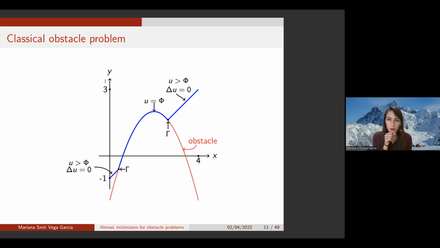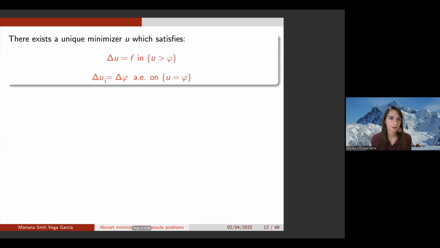With respect to our previous picture in 1D, let's remember here the blue graph is the graph of the minimizer. The obstacle is the one in red. There is a region in which they coincide. The boundary of that gives us the free boundary. And that's going to tell us that we have this dichotomy in the behavior of the minimizer u. In the region where it's strictly greater, the minimizer will be harmonic. And then you have the region in which they coincide.